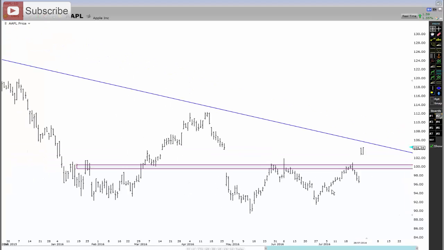So there we go, guys. There's a bit of analysis, a bit of an update on Apple. If you're looking to trade Apple or you have Apple in your stock, then I hope this really helps you out.